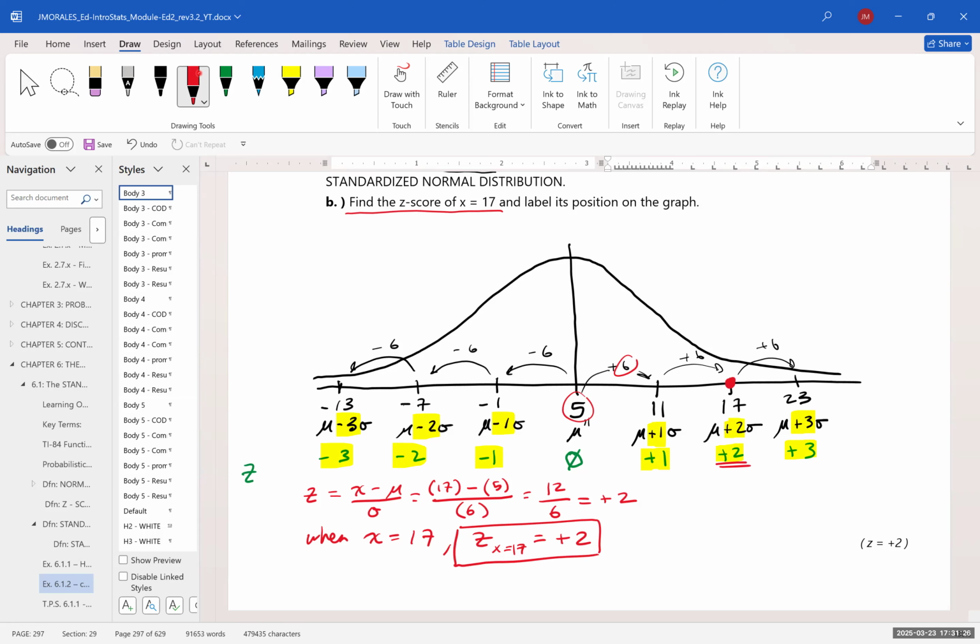So we calculated this value algebraically using this relation between z-score and a value of x. And we also determined it graphically using the superpositioning of the normal distribution and the standard normal distribution. Okay, let me know if you have any questions.